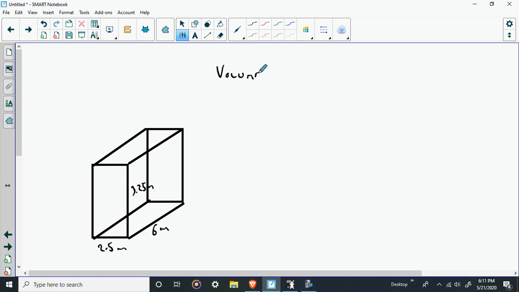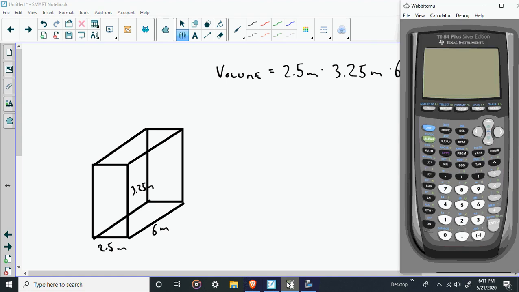Again, it's length times width times height. So what is it going to be? 2.5 meters times 3.25 meters times 6 meters. So again, you break out your calculator, say, hey, what's 2.5 times, oops, turn your calculator on first. You say, hey, what's 2.5 times 3.25 times 6?